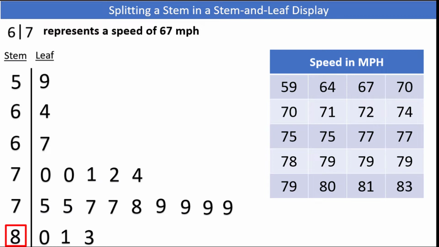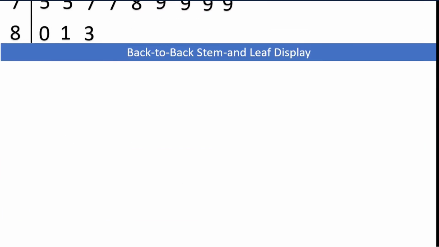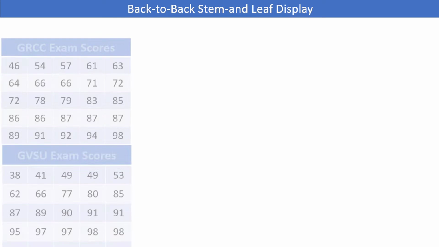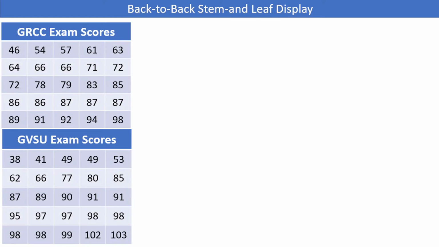The final variation on the stem and leaf display we will discuss is what is called the back-to-back stem and leaf display. This option should be used when you want to create and compare the stem and leaf displays for the same variable collected from two different populations. An example might be comparing the first test scores of students in an intro stat class at both Grand Valley State University and at Grand Rapids Community College. In this case, there will be stems which will have leaves to the left representing GRCC students and leaves to the right representing GVSU students.